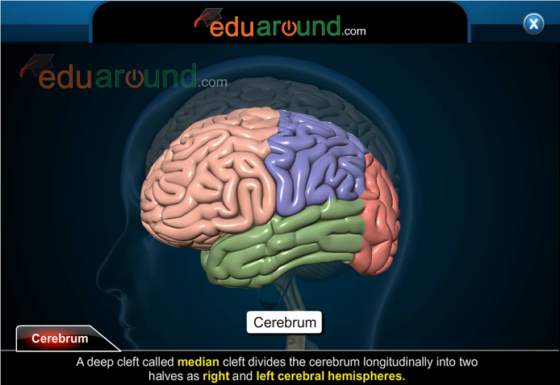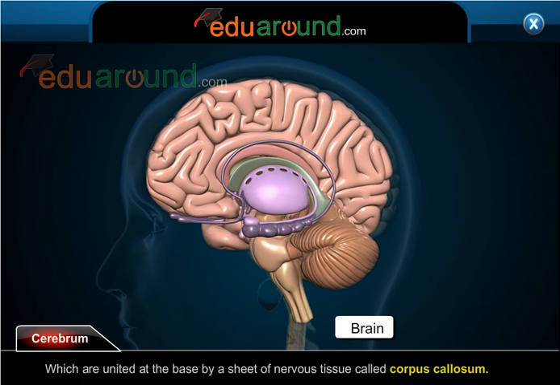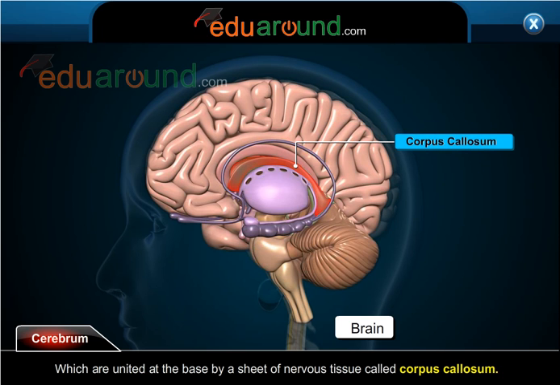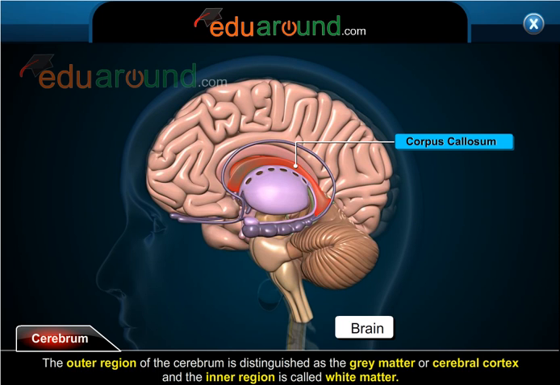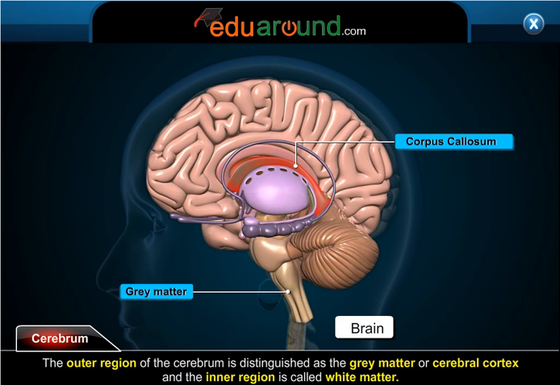A deep cleft called median cleft divides the cerebrum longitudinally into two halves as right and left cerebral hemispheres, which are united at the base by a sheet of nervous tissue called corpus callosum. The outer region of the cerebrum is distinguished as the gray matter or cerebral cortex, and the inner region is called white matter.